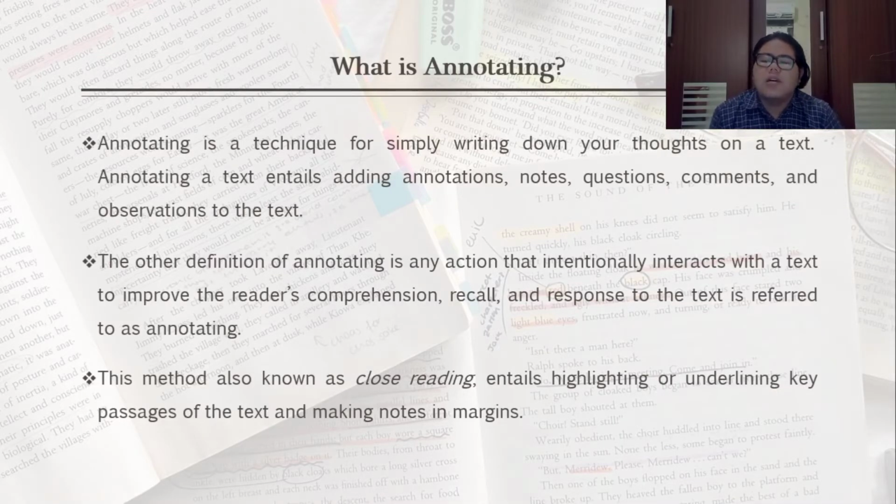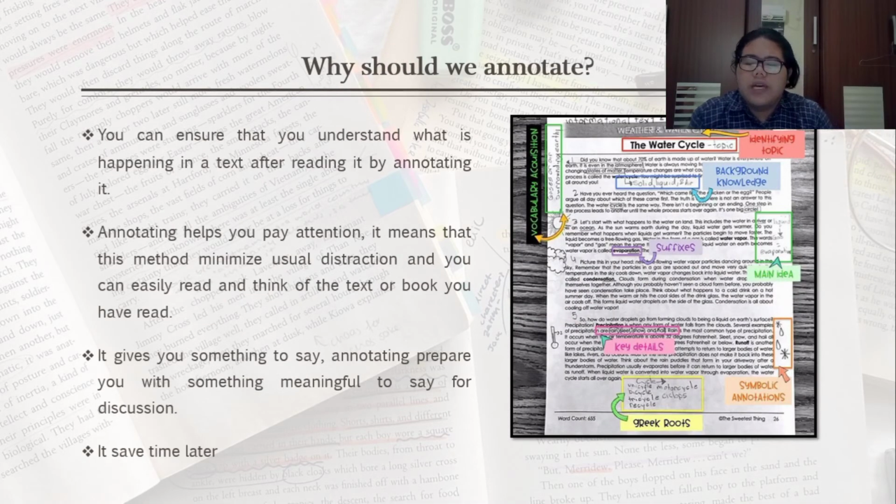What is annotating? Annotating is a technique for simply writing down your thoughts on a text. Annotating a text entails adding annotations, notes, questions, comments, and observations to the text. The other definition of annotating is any action that intentionally interacts with a text to improve the reader's comprehension. Recall and response to the text is referred to as annotating. This method, also known as close reading, entails highlighting or underlining key passages of the text and making notes in margins.